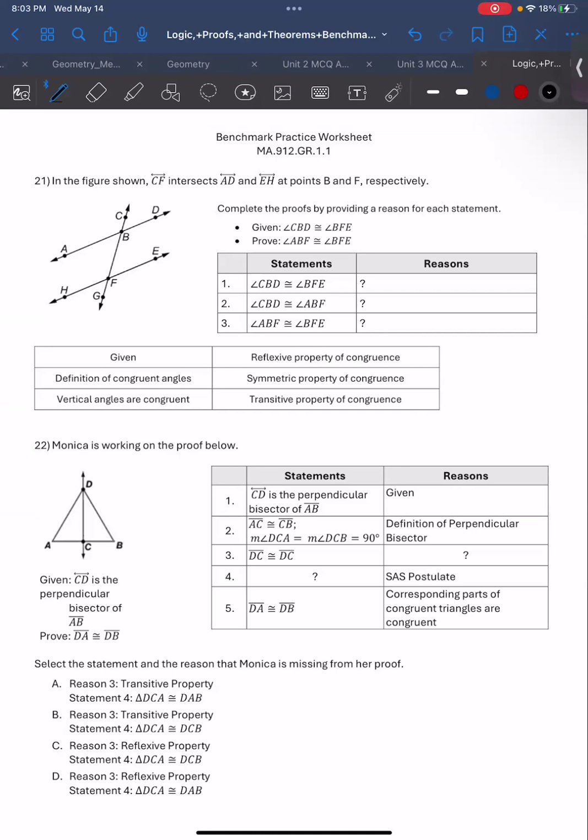After this, can we also do circle formulas? Yes, we can do some circles. Okay, thank you.